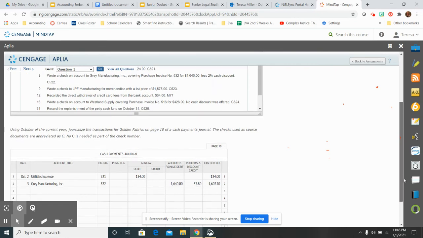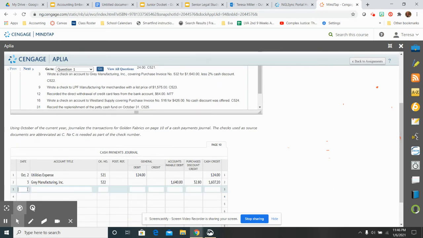to the 9th. On the 9th, we wrote a check to LPF Manufacturing for merchandise with a list price of $1,575, C523. That doesn't matter. The only thing that matters is we bought merchandise. So what did we talk about earlier in one of our lessons? What's another way to refer to merchandise?